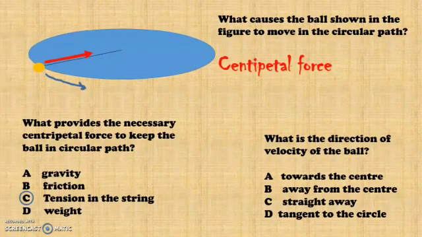What provides the necessary centripetal force to keep the ball in the circular path? Options are gravity, friction, tension in the string, and D, weight. The correct option is C.